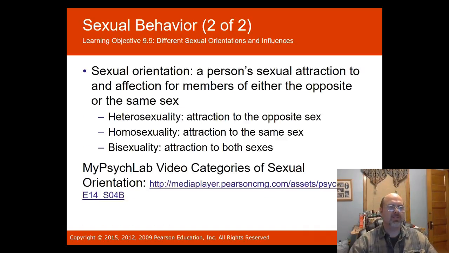Next is sexual orientation. This is a person's sexual attraction and affection for members of the opposite or the same sex. Heterosexuality has to do with attraction to the opposite sex. Homosexuality is a term for attraction to the same sex. Bisexuality is an attraction to both sexes. There's a little video here on the categories of sexual orientation. You probably have heard the term LGBT, which means lesbian, gay, bisexual, and transgender. Those are appropriate terms referring to somebody besides a heterosexual category.